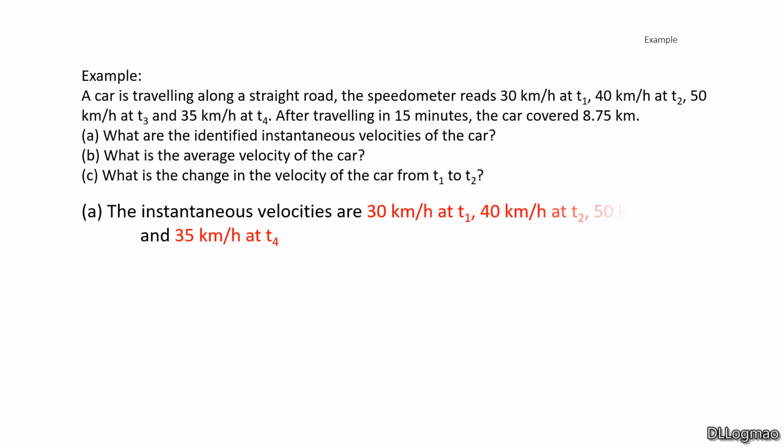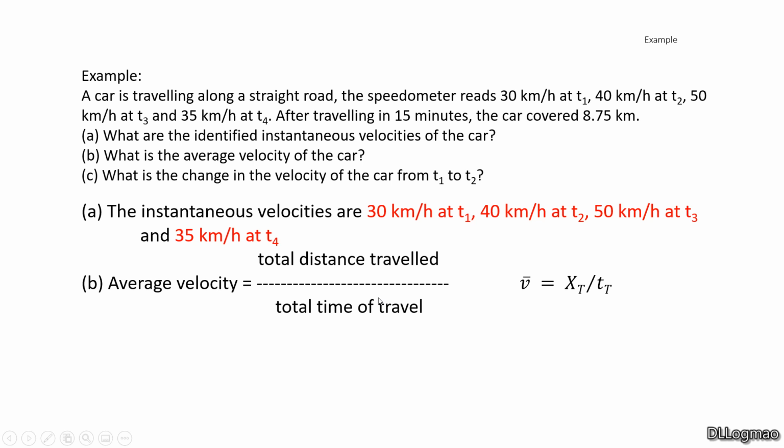The instantaneous velocities are 30 kilometers per hour at time sub 1, 40 kilometers per hour at time sub 2, 50 kilometers per hour at time sub 3, and 35 kilometers per hour at time sub 4. The average velocity of the car can be computed by dividing the total distance traveled by the total time of travel. Average velocity, with the symbol bar V, is equal to 8.75 kilometers, the total distance traveled, divided by 0.25 hour. The average velocity is 35 kilometers per hour.